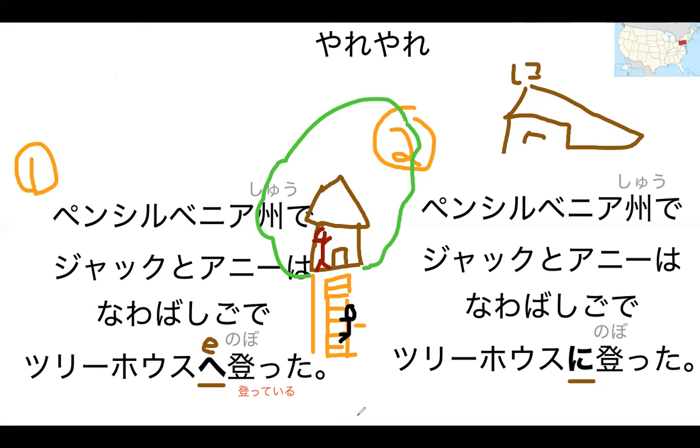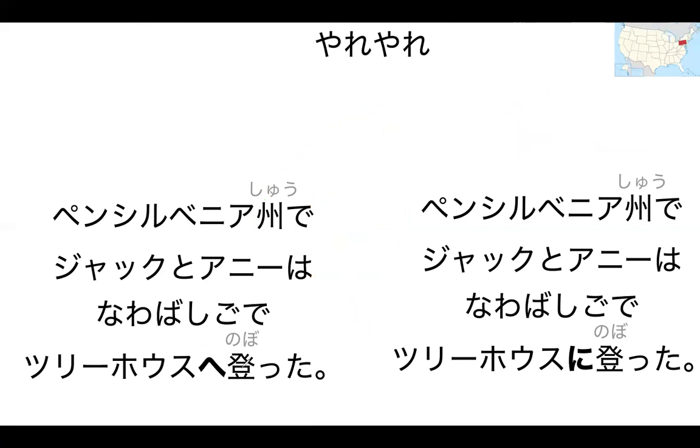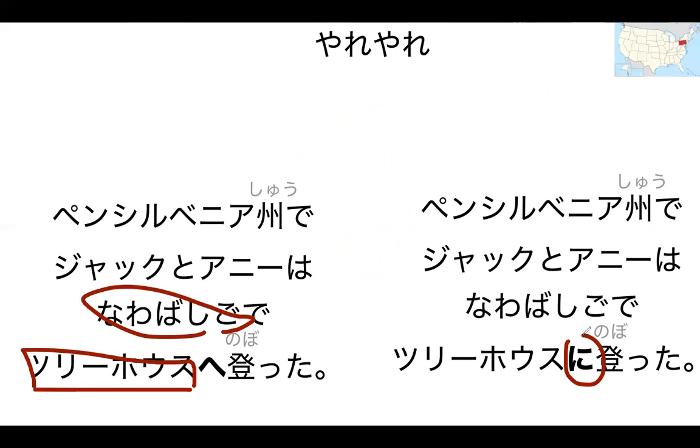So nobotta, what does that mean from this context? I'm guessing to climb. Yes. And how about nawabashigo? Was it rope ladder? Yes, exactly. So this means they climbed using a rope ladder up into the treehouse. And ni has the exact same meaning. Ni and e have the same meaning, except ni has extra meanings in certain contexts.